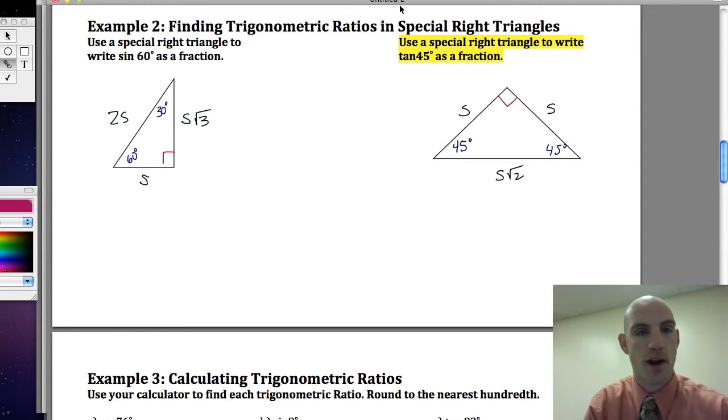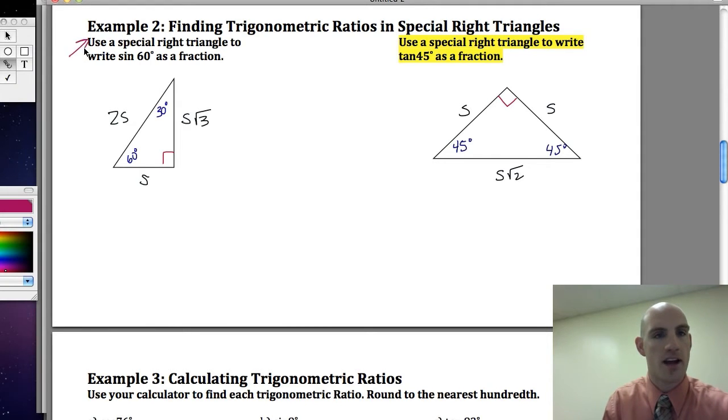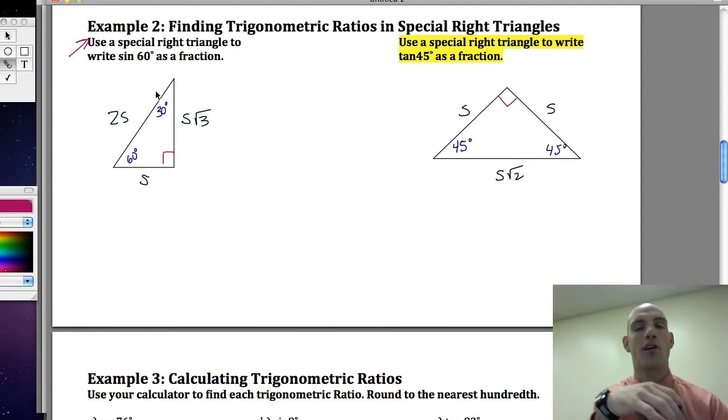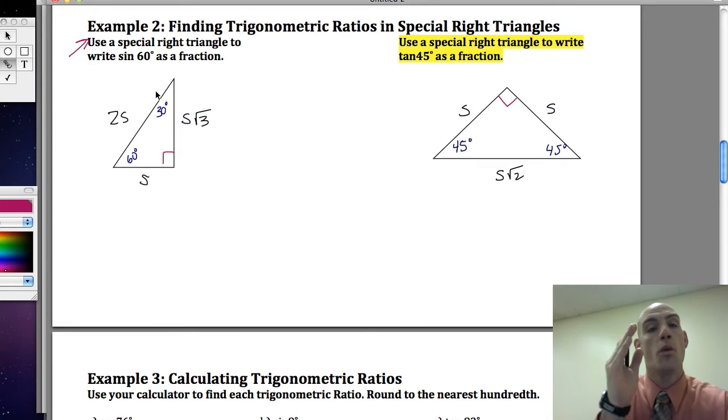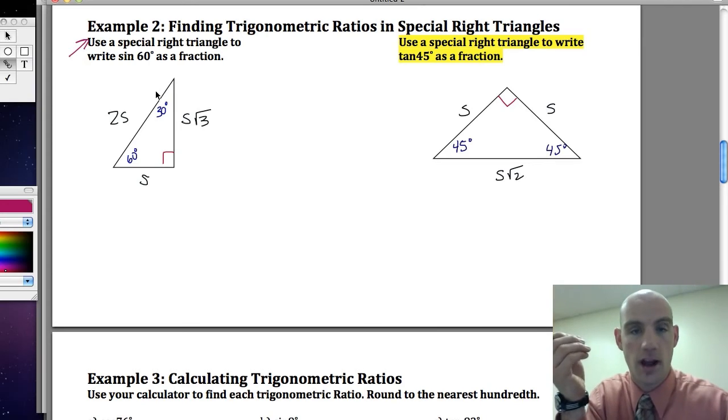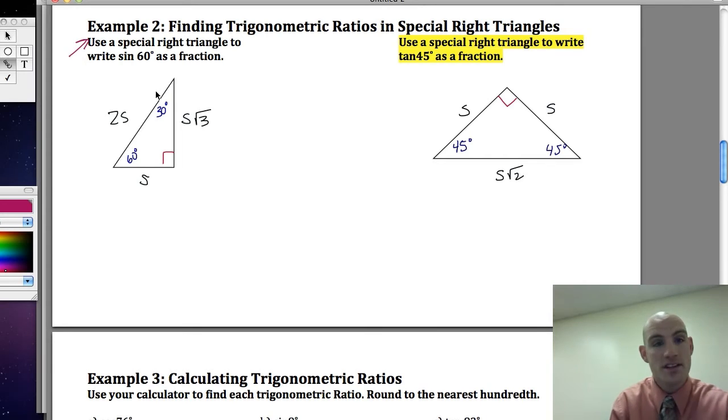We're talking about special right triangles in example 2. It says use special right triangles to write the sine of 60 as a fraction. Ultimately, our goal is to say not tangent of r or tangent of s or cosine of a or tangent of b. We want to take the cosine, sine, and tangent of actual angles. In this case, a 30, 60, 90 degree right triangle is a perfect example because the sine of 60 is an actual angle.